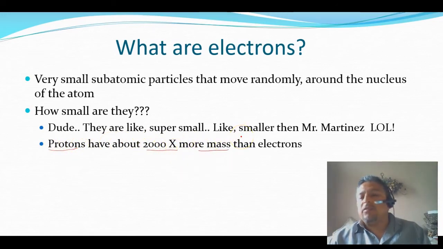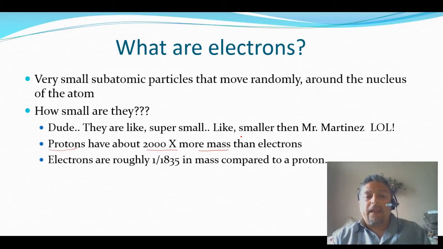In terms of size, it's actually not appropriate to say that they're a certain size because we don't know the size, but we know that protons are very, very massive compared to electrons, about 2,000 times more. Electrons have roughly 1/1835 the mass of a proton. So as you can see, this is almost 1/2000th of the mass.